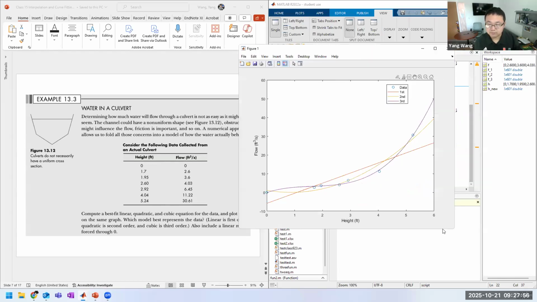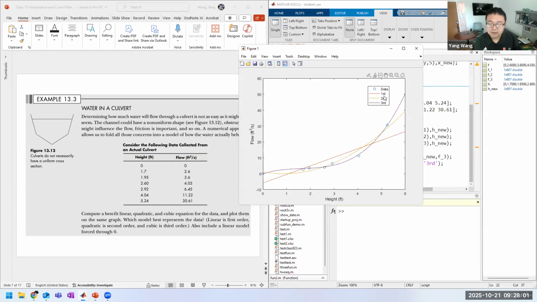Okay, so these are the 3 different orders of polynomial that try to fit the data. So you can see that the third order actually fits better. First order and second order, the fits are not as good.